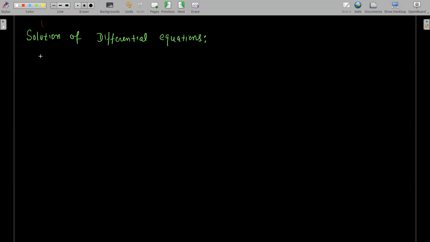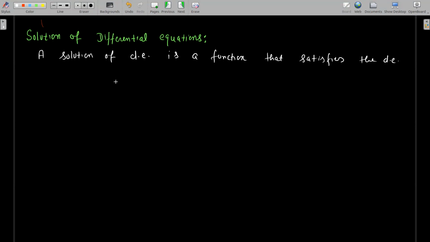So a solution of any differential equation is a function that satisfies the differential equation on some open interval.